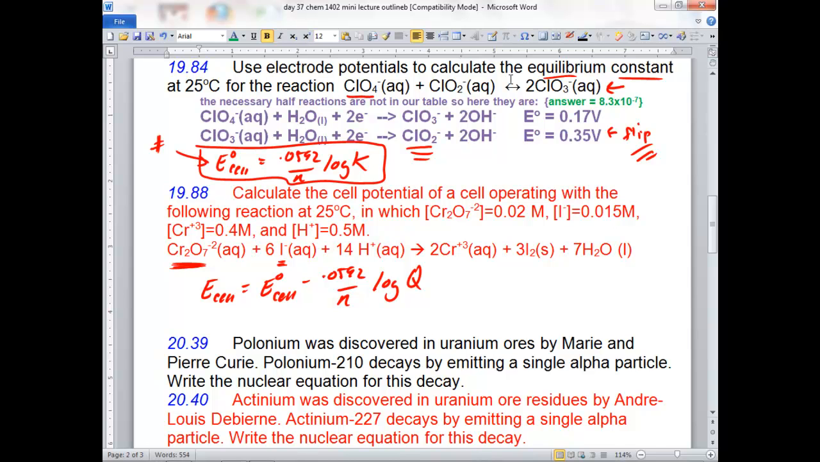So we've got an answer for 84. A couple folks got 8.3 times 10 to the negative 7. Good deal. Anybody get an answer for 88? How did you find the two half reactions you got to use to get E0 cell?